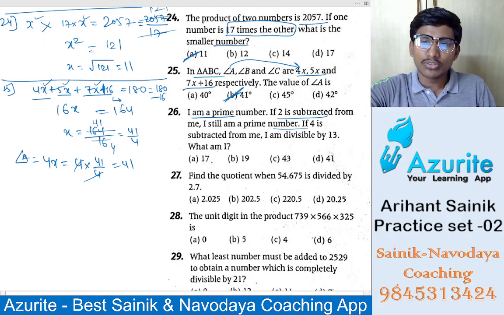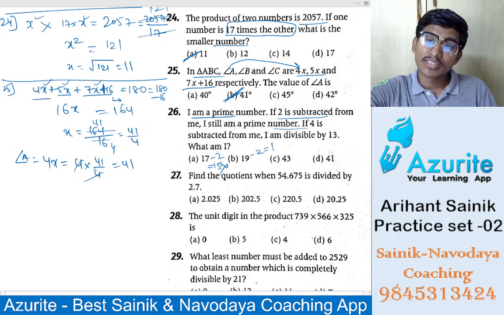So if you subtract 2 here, it will become 15. Sir, 19 answer option B. If you subtract 2, it will become 15. This is not a prime number. Gone. If you subtract 2, it will become 17. This is a prime number. Now if you subtract 4 next, 19 minus 4 is how much? 15. Is it divisible by 13? No, sir. Not possible.